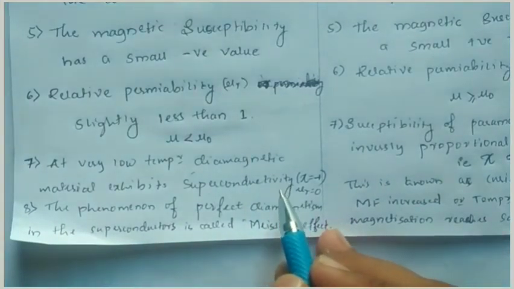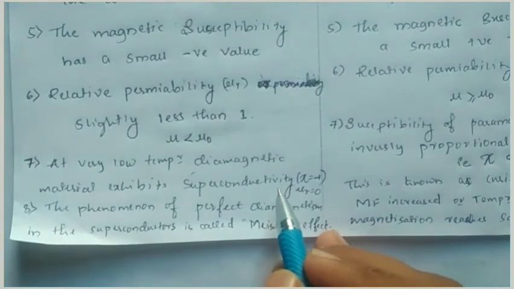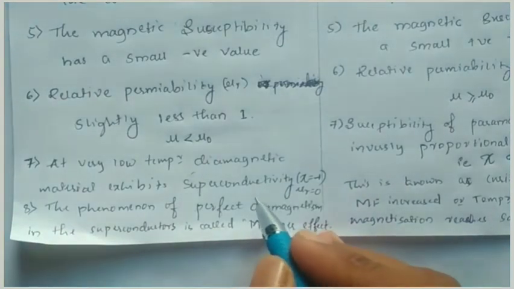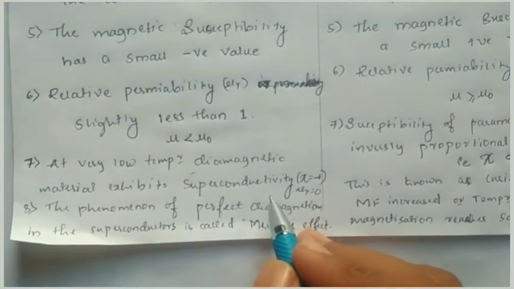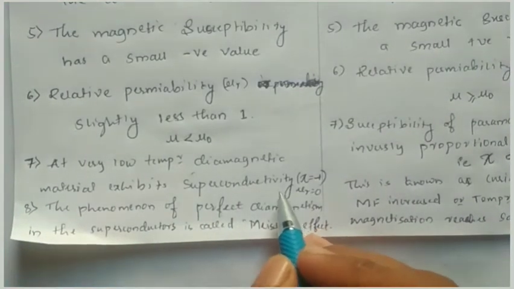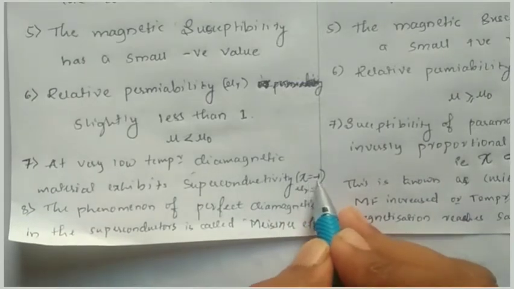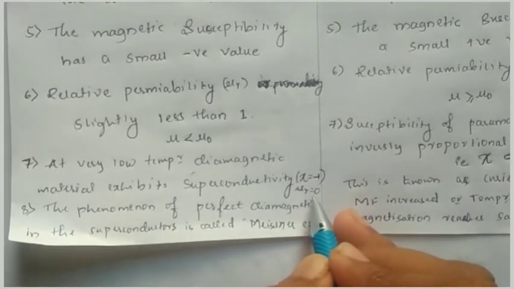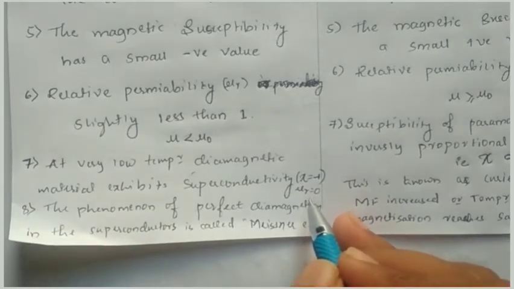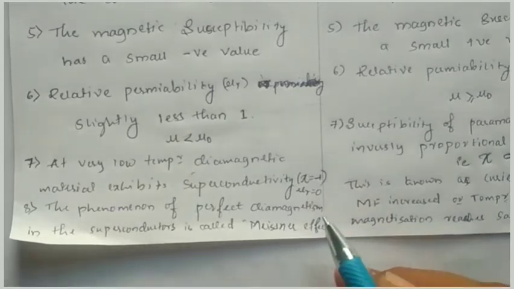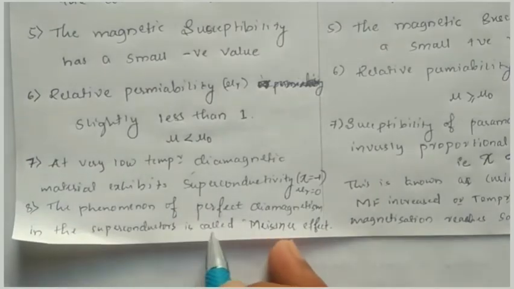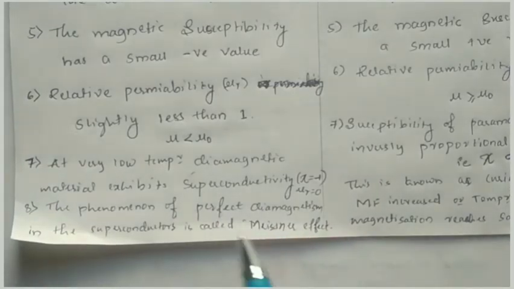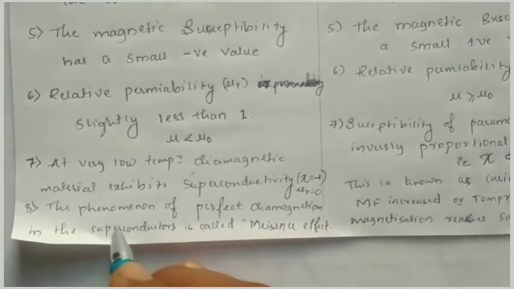Next, at very low temperature, diamagnetic materials exhibit superconductivity. When you reduce to a very small temperature, the diamagnetic materials act as a superconductor. Superconductors have susceptibility of -1 and relative permeability of 0. The phenomenon of perfect diamagnetism in a superconductor is called the Meissner effect, and it obeys the Meissner effect.